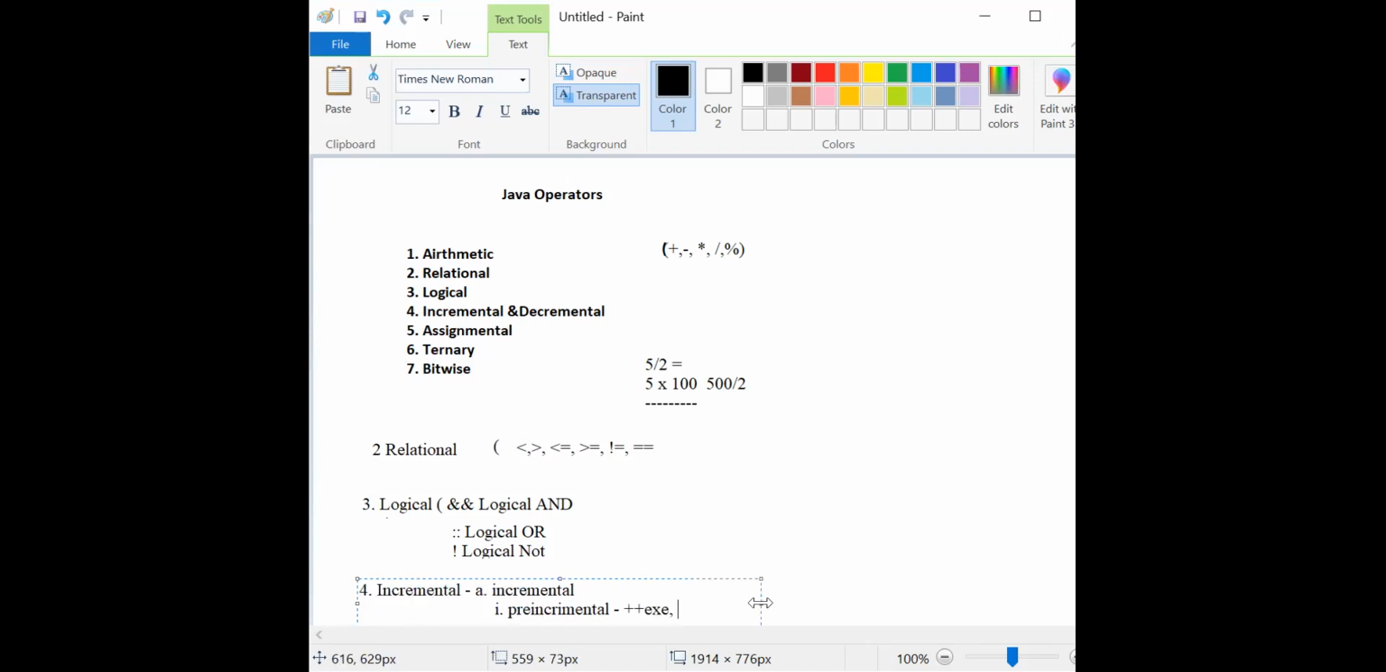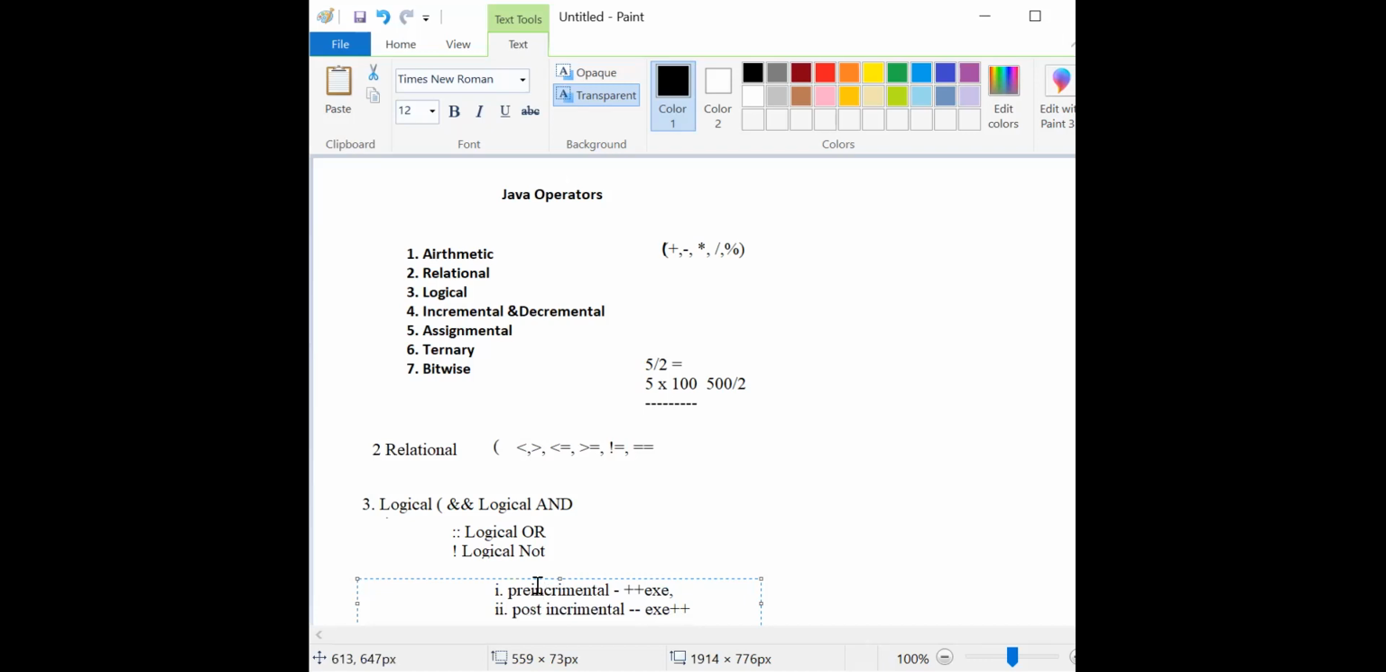And post-increment is also there. That is the other type of increment, the post-increment. For the post-increment, for example, a plus plus. That is the post-increment. That is the increment, that is not a decrement.